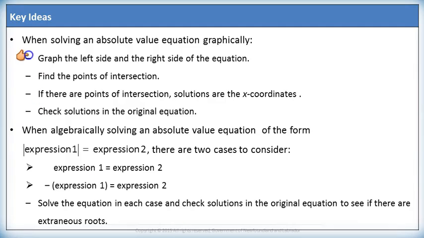In summary, when solving graphically, graph the left side and the right side of the equation, find the points of intersection. If there are points of intersection, the solutions are the x-coordinates. Make sure you check your solutions in the original equation. I waited till I did the algebraic solution to do that. When algebraically solving, an equation of the form absolute value of an expression is equal to a second expression, there are 2 cases to consider. Solve the equation in each case and check solutions to see if there are extraneous roots.